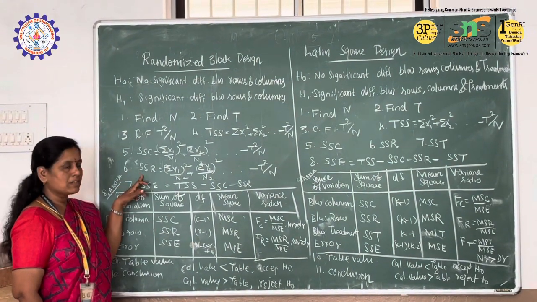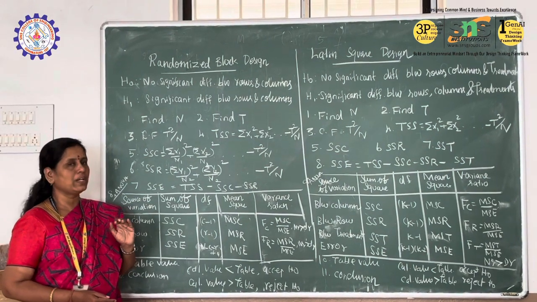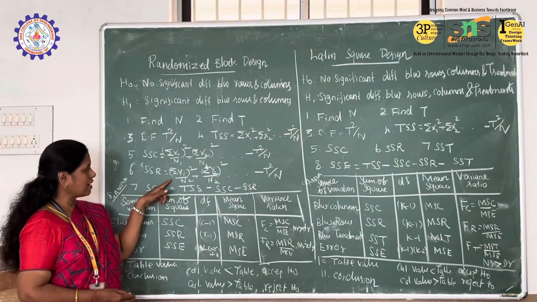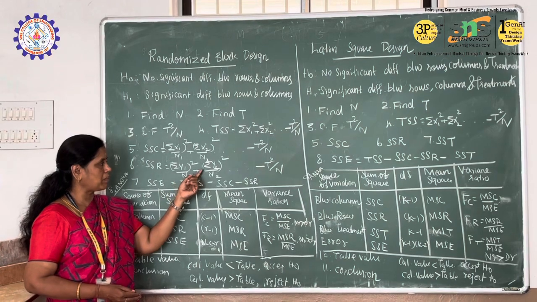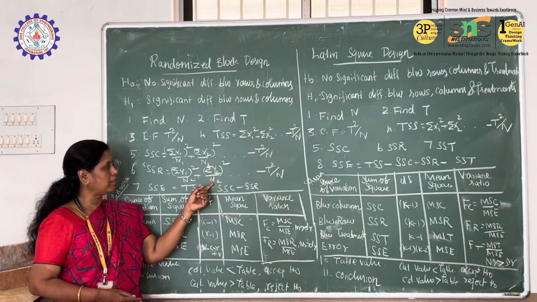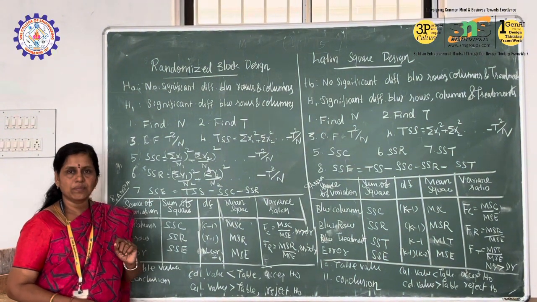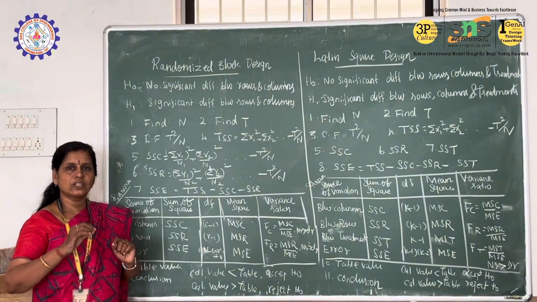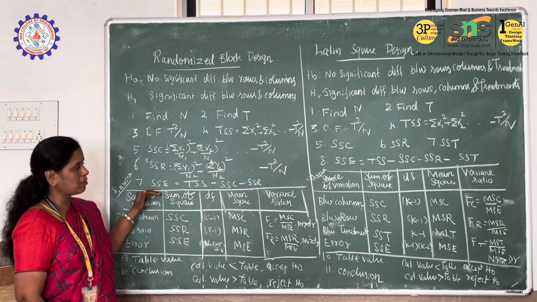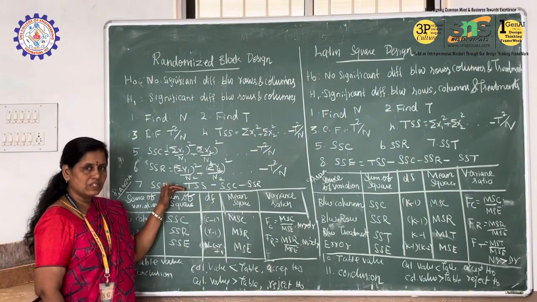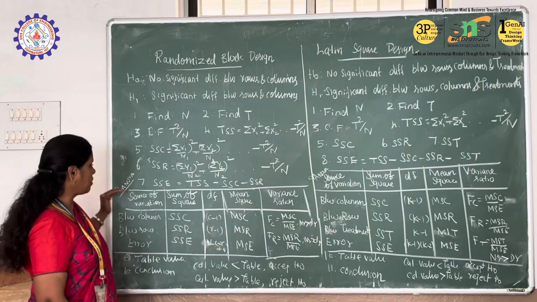After that we find SSR, the sum of squares between rows, which is calculated by the formula summation y1 the whole square divided by n2 plus summation y2 the whole square divided by n2 etc. minus T square by n. Here n2 is the number of elements in each row. After that we find SSE, the error value, which is equal to TSS minus SSC minus SSR. After that we frame the ANOVA table.